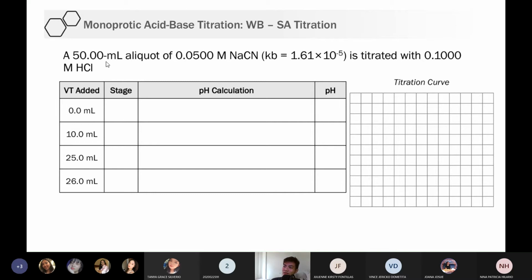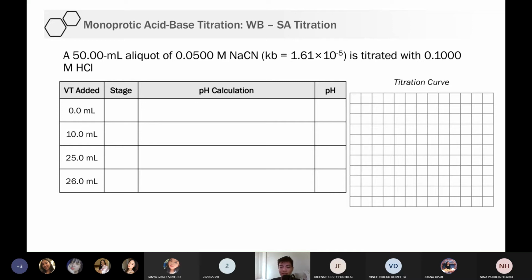Una sinabi, 50 ml of aliquot. Aliquot basa dyan, hindi yan aliquot. Ganito pronunciation, aliquot. When you say aliquot, ano yon? Nakwento ko na to sa chapter 0. Ito yung first week ng classes natin.